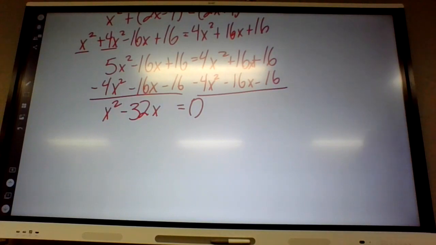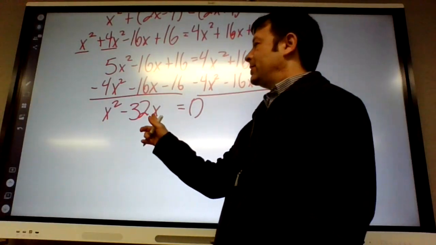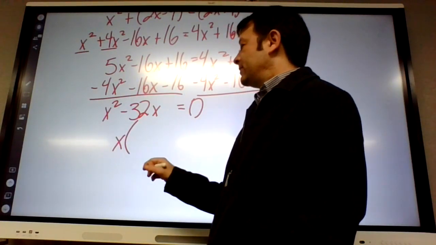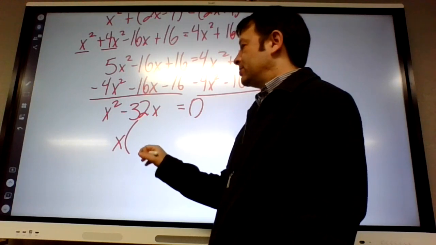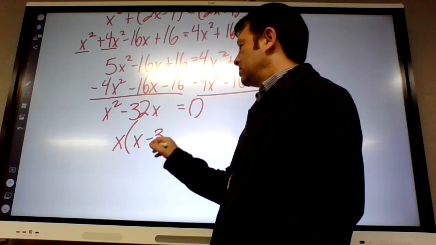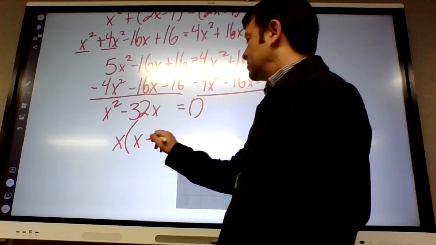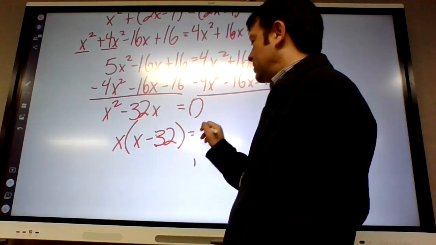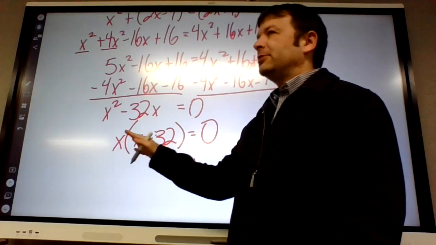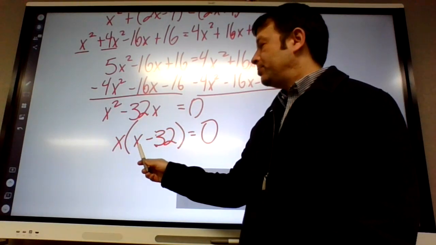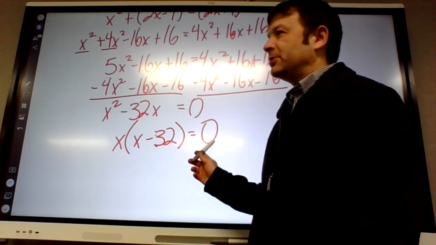The first method we learned of factoring last year was take stuff out. What can I take out of both of these? X. What's left if I divide an x out of both of those? Okay, these two factors multiply to equal 0. So what x value do I need to use to make this equal to 0?